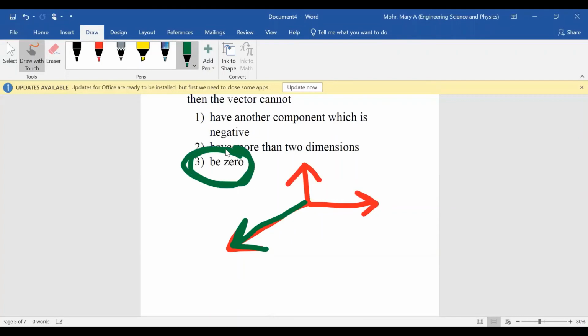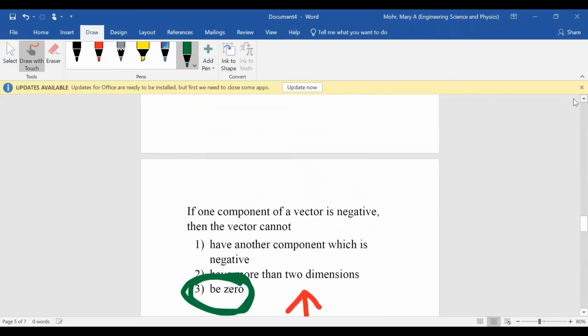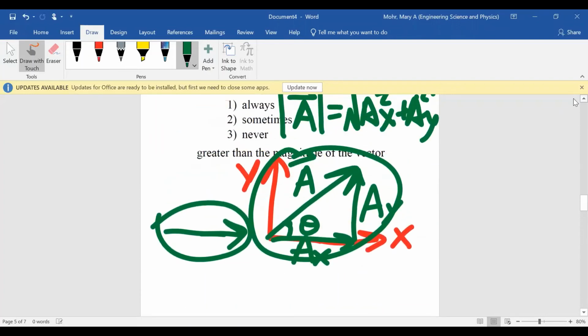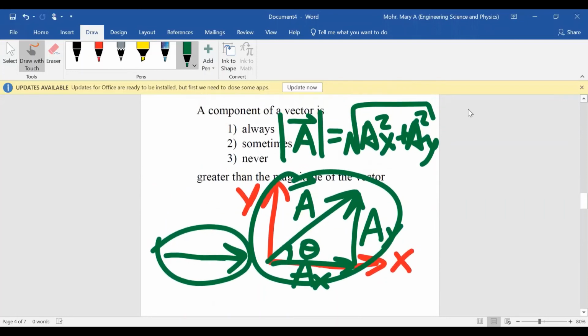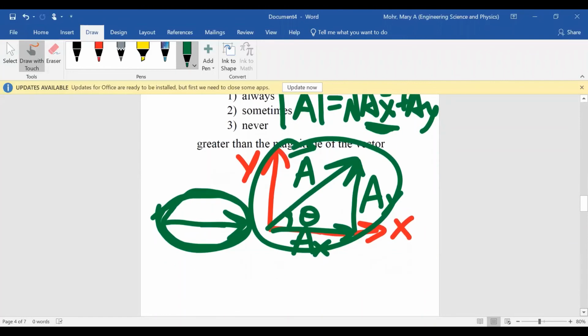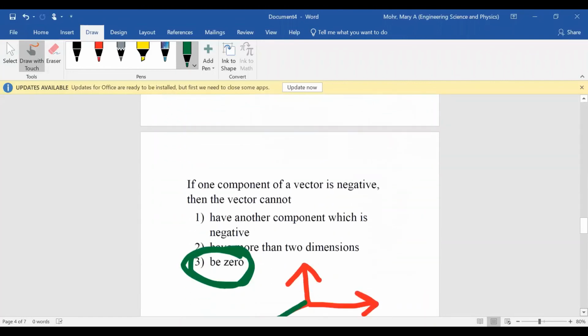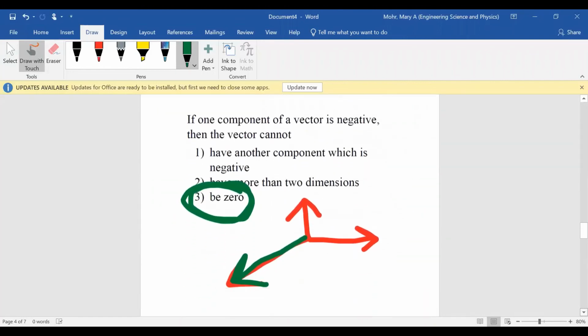The magnitude of the vector cannot be 0, because if you go back to the Pythagorean theorem here, it doesn't matter if ax is positive or negative, but if ax is not 0, there's no way to choose ay so that the magnitude is 0. So if ax is not 0, that would be like what we have here. And if the y component is 0, this vector still has a non-zero length. Okay, so for this question, the vector cannot have a magnitude of 0.